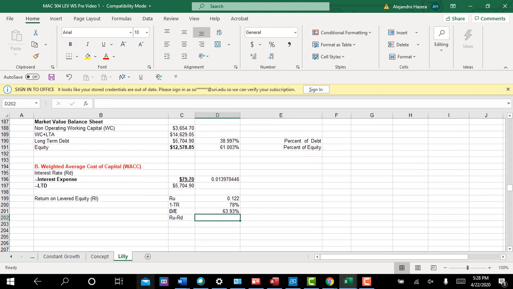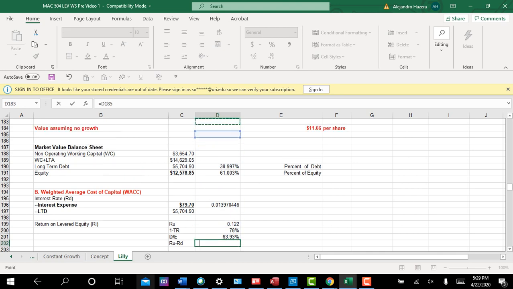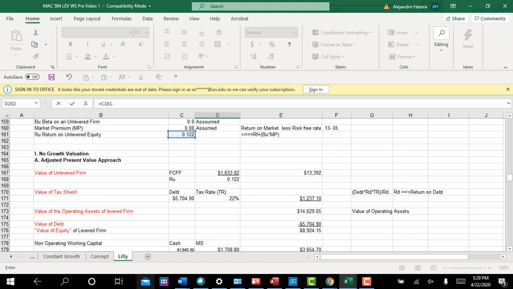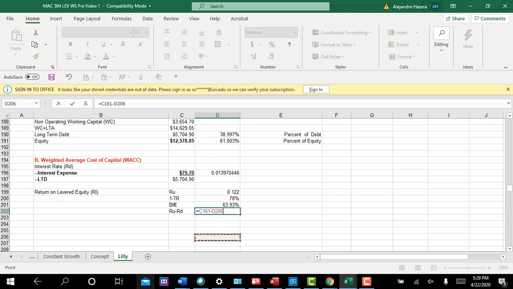Finally, RU minus RD is the difference between the return on unlevered equity, and I'm going to take the number from up here to avoid any possible circular reasoning in Excel, and subtract my return on debt from that. That gives me about 11%, just rounding up to about 10.8%.